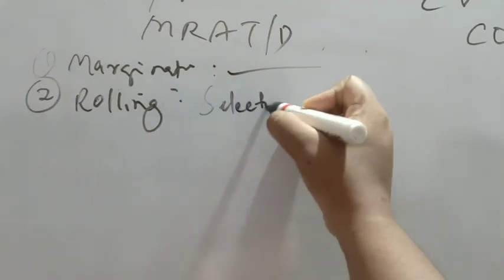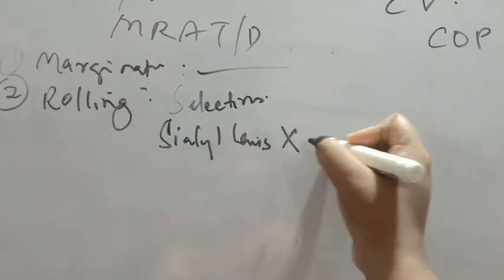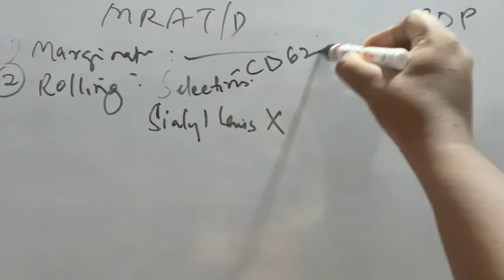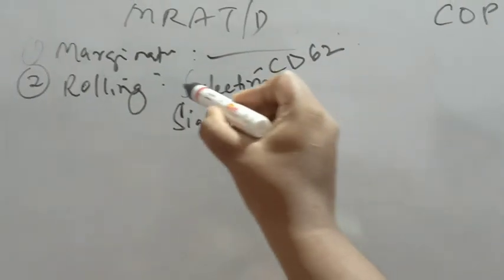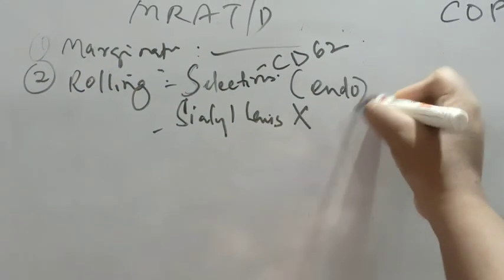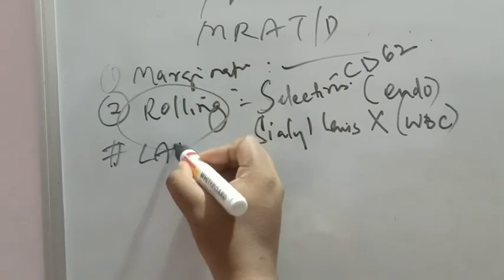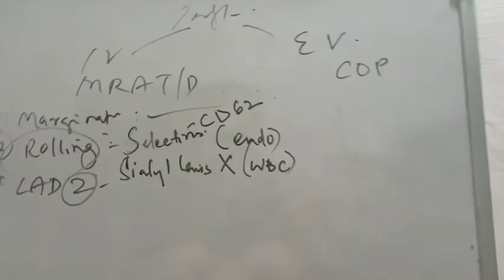Then the first question is, rolling is mediated by what? It is mediated by selectins and Sialyl-Lewis X. Selectins are also known as CD62. So where is selectin and where is Sialyl-Lewis X? Selectins are present on endothelium. Sialyl-Lewis X is present on WBC. And always remember, a rolling defect causes LAD type 2. So it can be either selectin deficiency in the endothelium or Sialyl-Lewis X deficiency in the WBC.